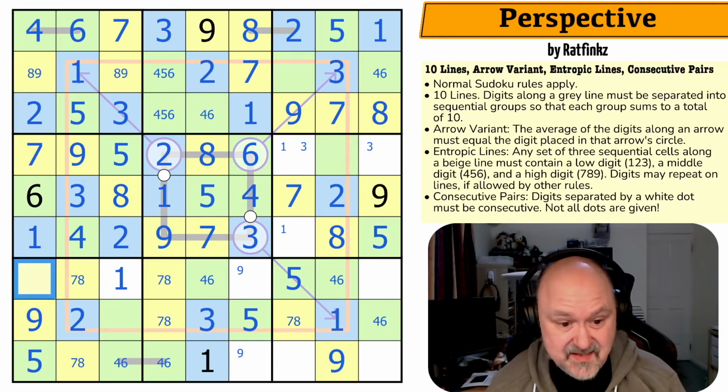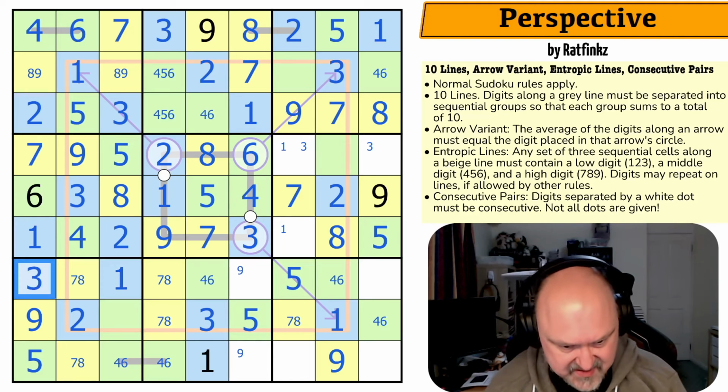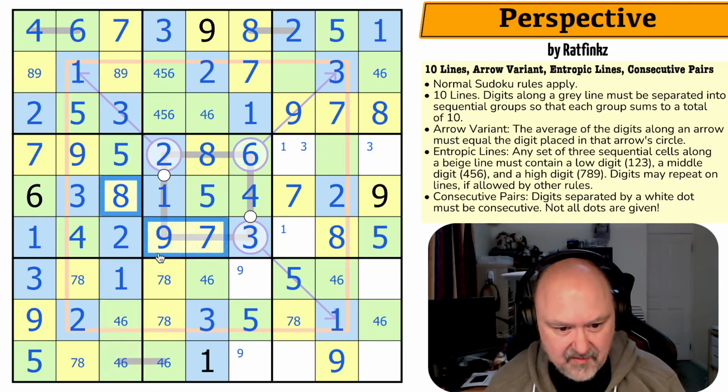This makes this the 3. This, get rid of that colouring. This is the 3, which is the other low digit. This is a 4, 6 pair. That was stunning. I love this puzzle.